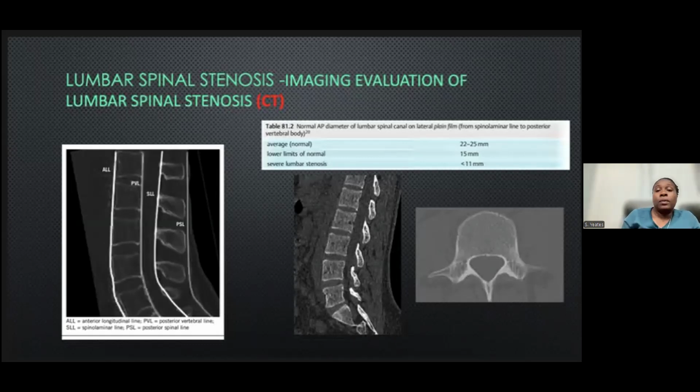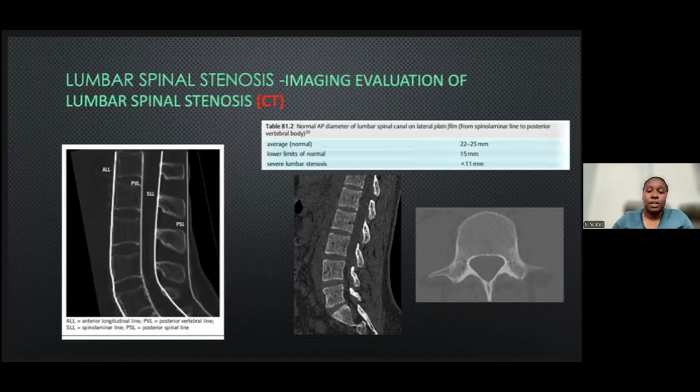Now, when the radiographer or radiologist is examining the CT for lumbar spinal stenosis, they have three ranges: average, lower limits of normal, or severe lumbar stenosis. On the other slide I have the actual measurements, but it's not a CT, so I'll use this one. This line that I'm drawing here would show you the AP diameter. An average or normal should be 22 to 25 millimeters. The lower limit of normal would be 15, and severe lumbar stenosis would be less, so less than 11 millimeters.